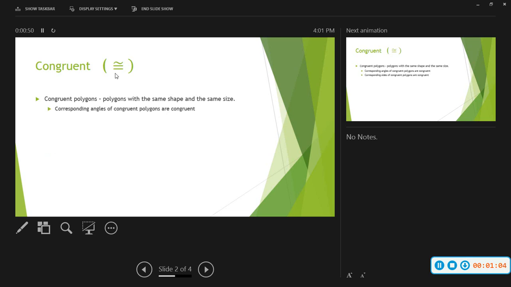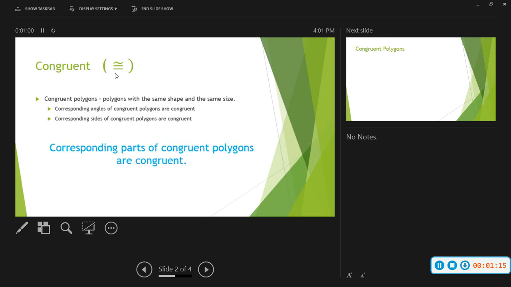Another thing about congruent polygons is that their corresponding angles are congruent and their corresponding sides are congruent. So we can make the statement that corresponding parts of congruent polygons are congruent. By corresponding, what we mean is they're in the same position or the same spot.